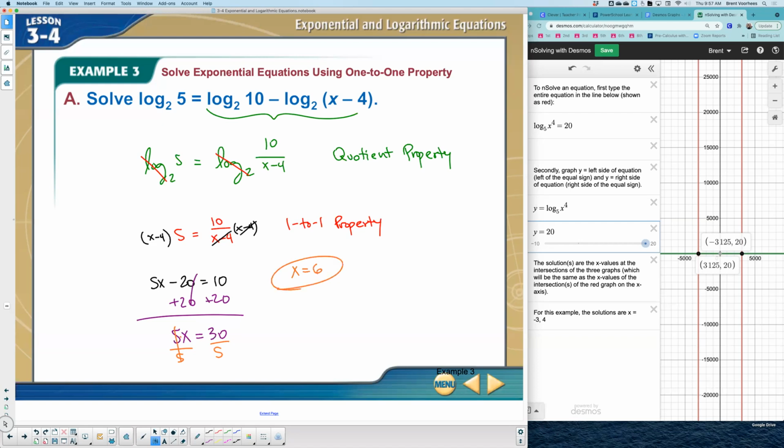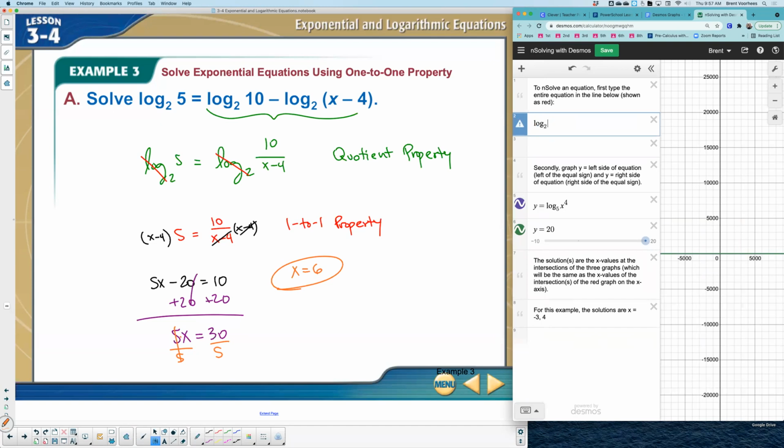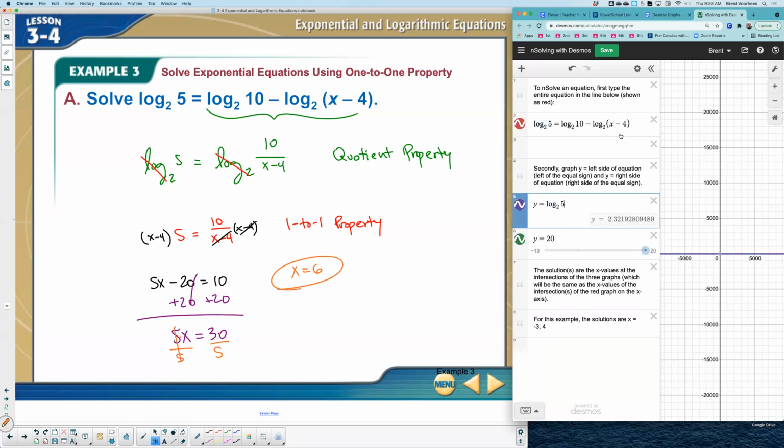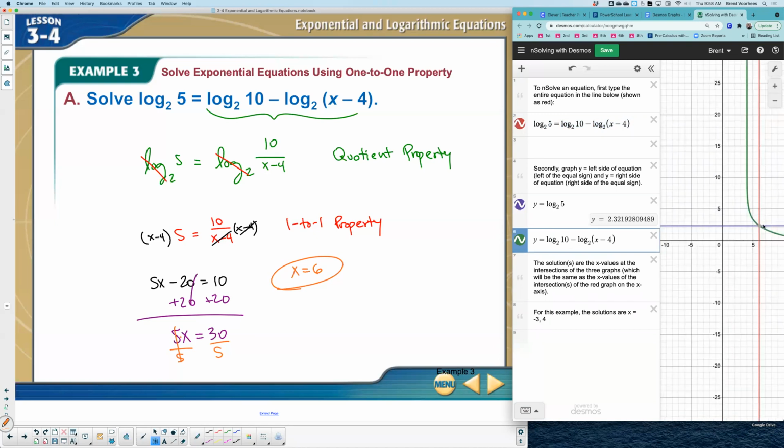All right. Now, some students might have pointed out, well, couldn't you have just typed this in the calculator from the start? Yes, we could have. Here we go. Log base 2 of 10 minus log base 2 of x minus 4. You'd first type that in. You'd copy the left side of the equation, paste it. Copy the right side of the equation, right of the equal sign, paste it. And you would look for the intersection of the 3, which is at 6. So we did do that correctly.